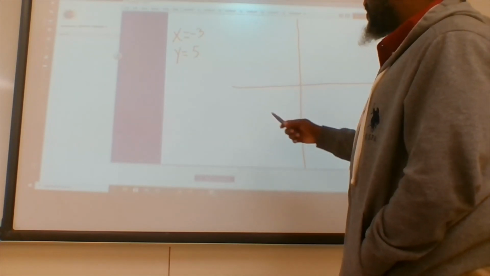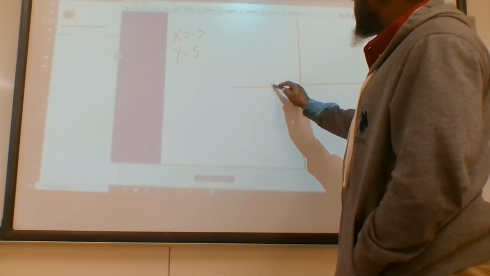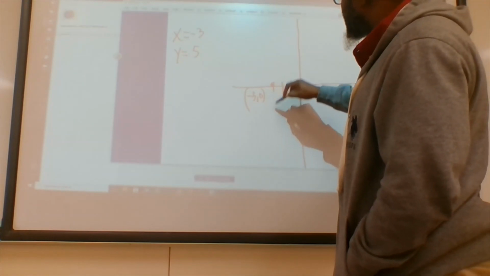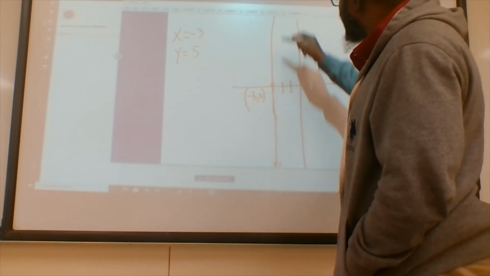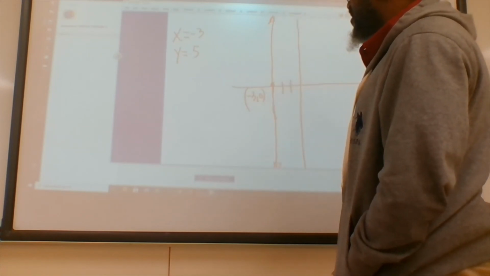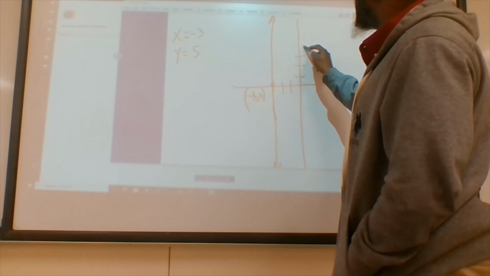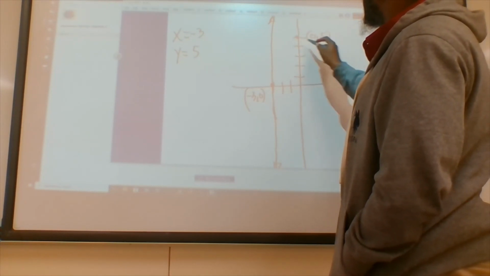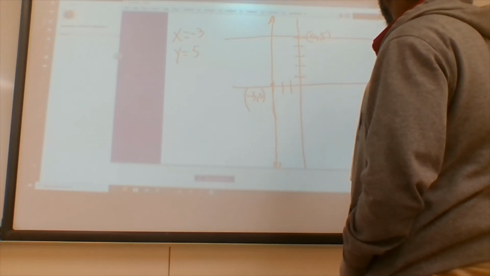You go to the left 3 units. This is negative 3, 0. So this is a vertical line. If you were to find its slope, it will be undefined. And this is y is equal to 5. You go 5 units up. This is 0, 5, and this is a horizontal line. If you were to find its slope, it will be 0.